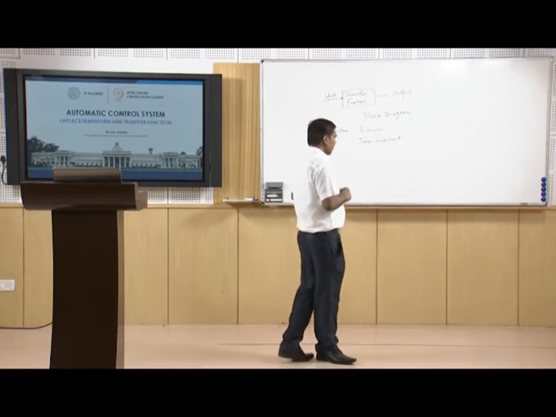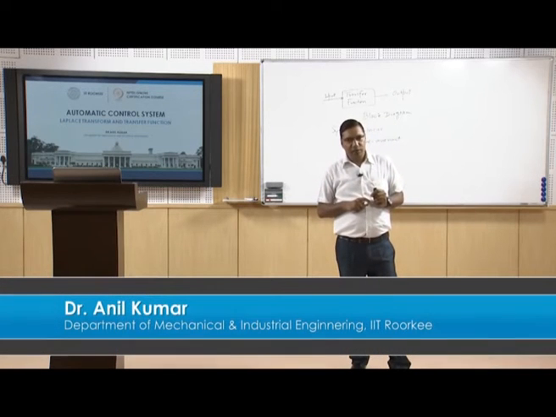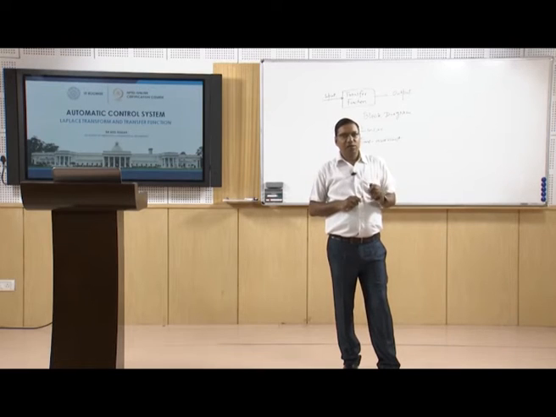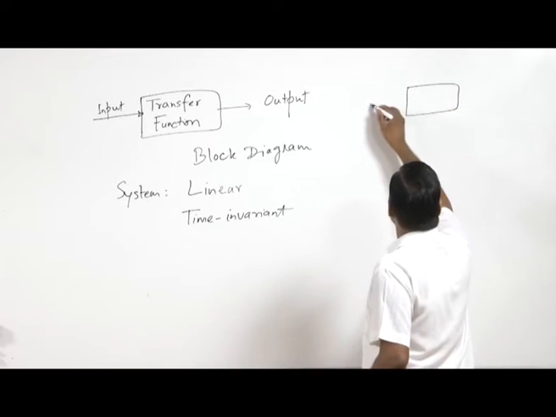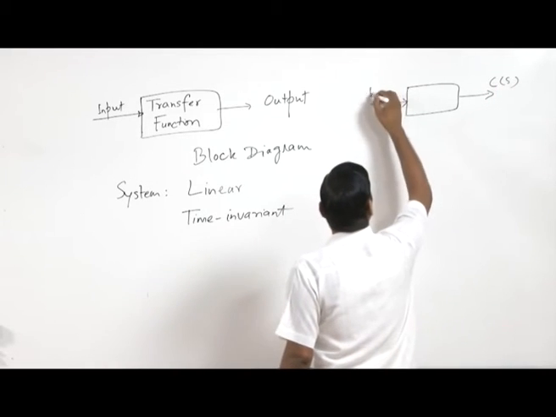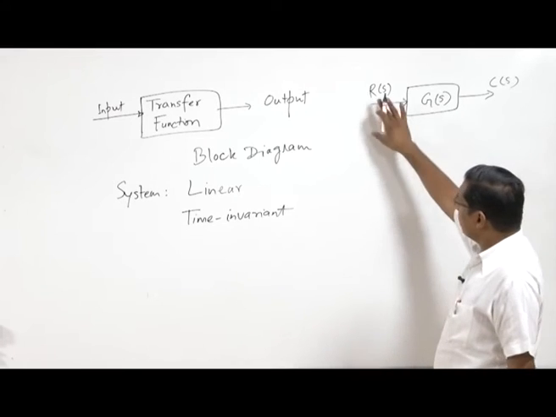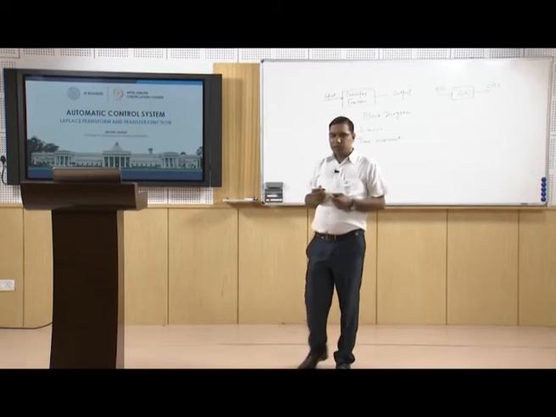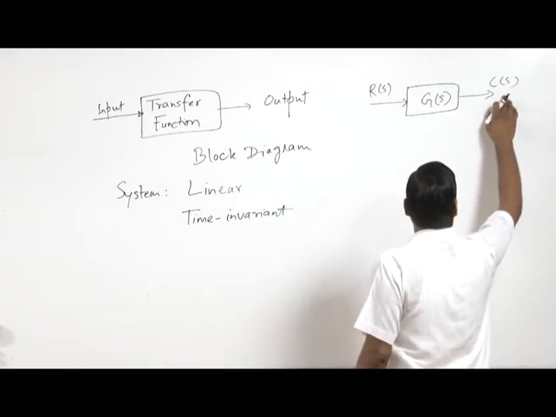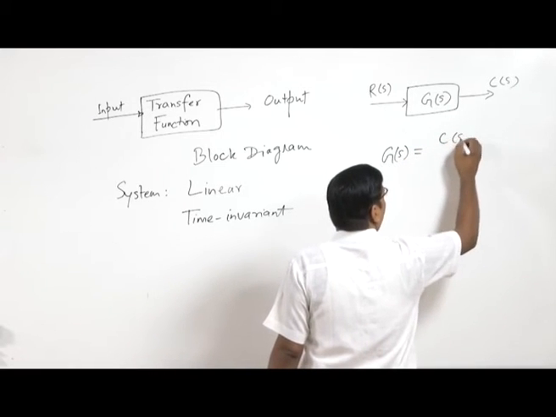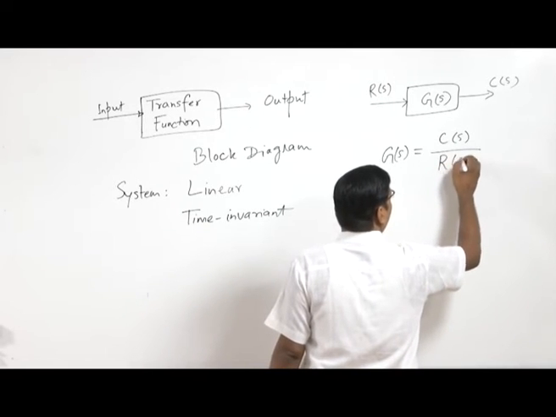So we can define the transfer function. The transfer function is defined for a linear time invariant system, as the ratio of the Laplace transform of the output to the Laplace transform of the input, under the assumption that all initial conditions are 0. Suppose I have a system here, and R(s) is the Laplace transform of the input and C(s) is the Laplace transform of the output. The transfer function G(s) is the Laplace transform of the output upon the Laplace transform of the input.